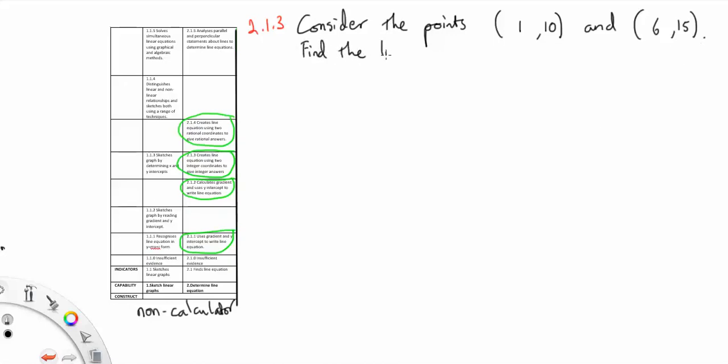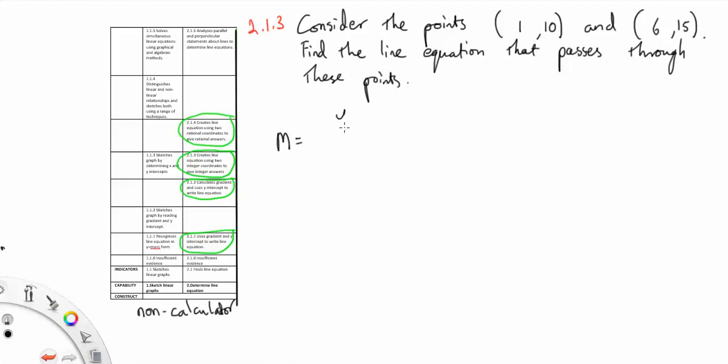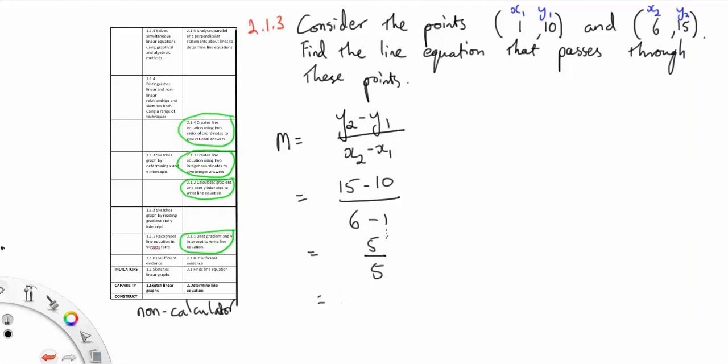Find the line equation that passes through these points. Okay, how do we find this line equation? Well, we know that the gradient is the difference in y values over the difference in x values. So we've got x1, y1, x2, y2. Let's sub that in. We have y2 is 15, y1 is 10, x2 is 6, x1 is 1, 15 minus 10 is 5, 6 minus 1 is 5, 5 divided by 5 is 1. So our line equation, y equals mx plus c, becomes y equals 1x plus c, but we don't write ones before variables, so that becomes y equals x plus c.